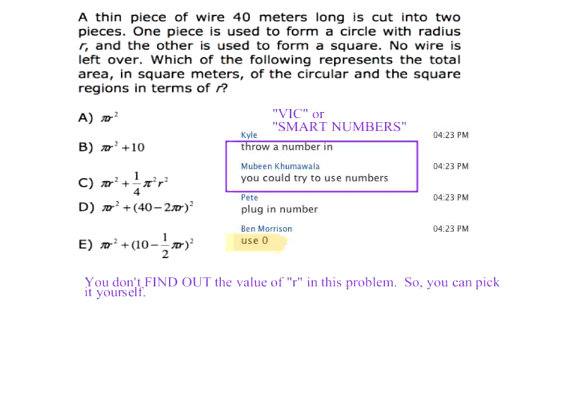Because if R is anything but 0, then you run into this problem of bad numbers, right? If R was 2 meters, then you'd have to use 4 pi meters to make the circle, and then you would have 40 minus 4 pi left over to make the square.